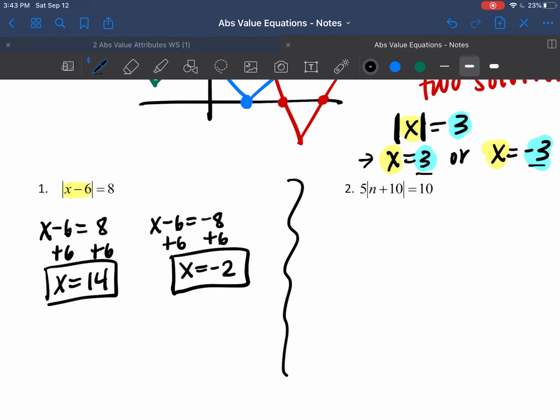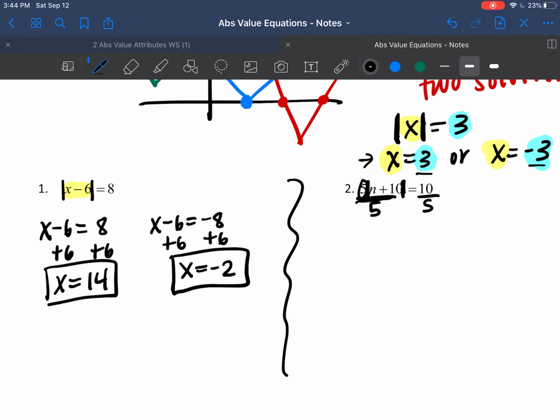Okay, on number 2, we're not ready to write our two equations like we were in number 1. Number 1, the only thing on the left were these absolute value bars. In the case of number 2, we have something sitting outside the absolute value bars, so you always need to isolate these bars first. So if there's anything outside of the bars, get rid of it. This 5 is being multiplied by the absolute value bars, and so to get rid of it, we divide by 5. And these bars, treat them like prison.